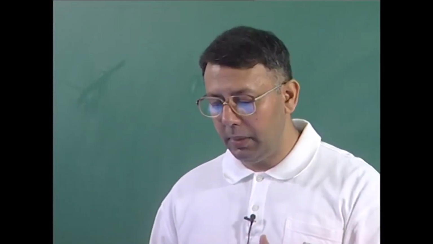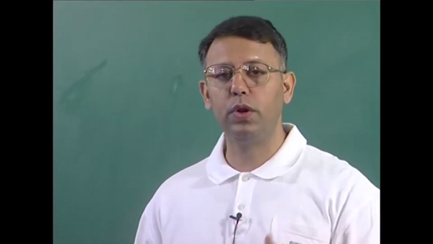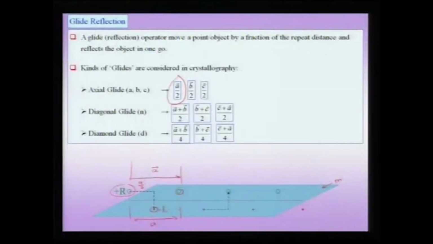So, but there are very many possible types of glides which are listed here, though we will not be going into detail. It is worthwhile to know that these kinds of glides exist. For instance, you could have a glide with the translation component along one direction. It could be along the x direction, along the y direction, or you could have a glide operator which has a translation component along the z direction.